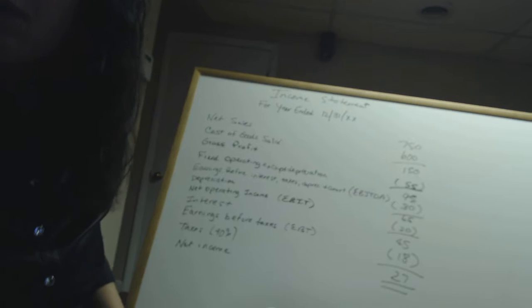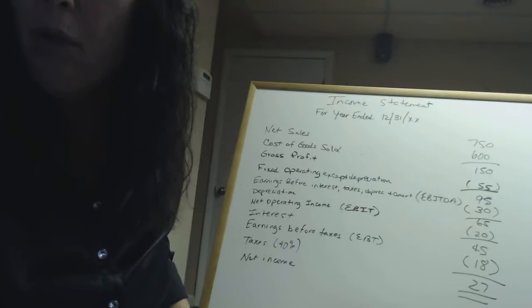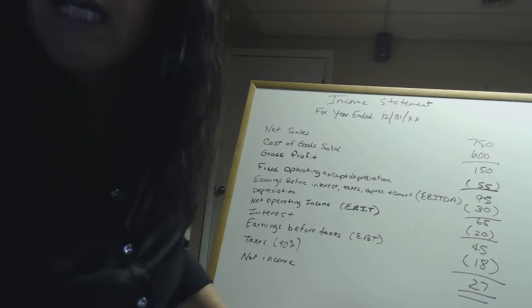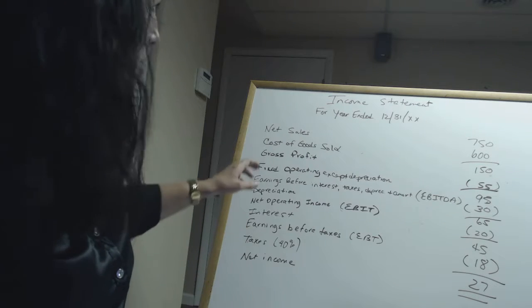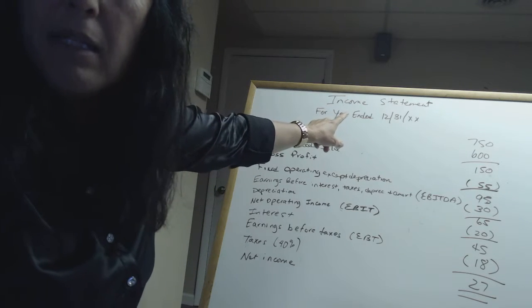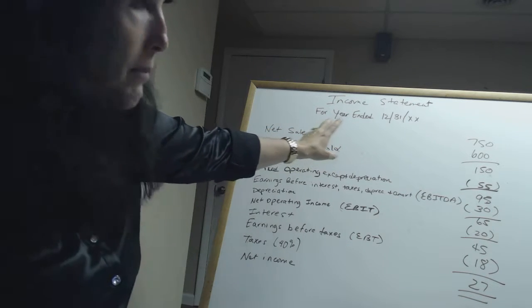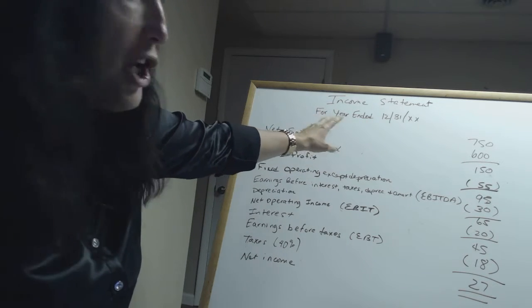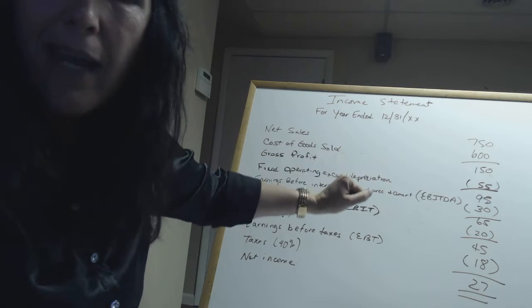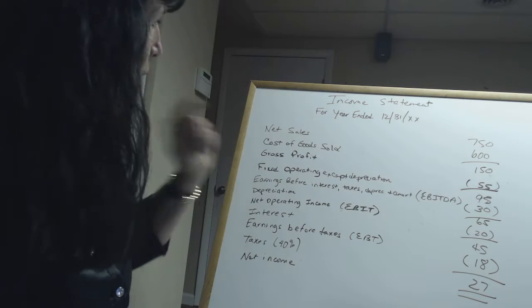I'll go through these elements. I know it's not real easy to see, but I'm going to explain what these are. So we have the income statement at the top. And as I said earlier, the income statement is for a period of time. So this is for the year ended 12/31/X. So it's for a full year.